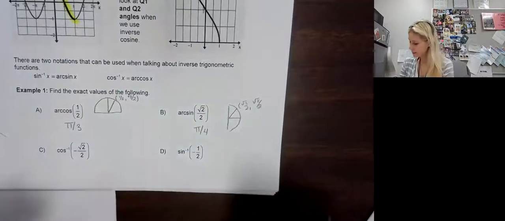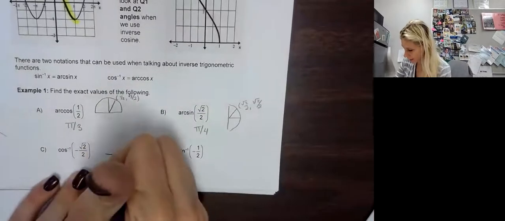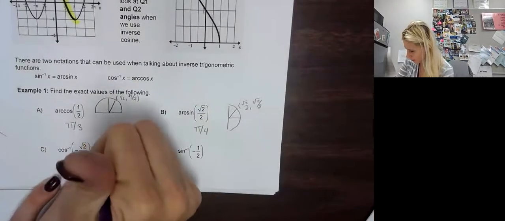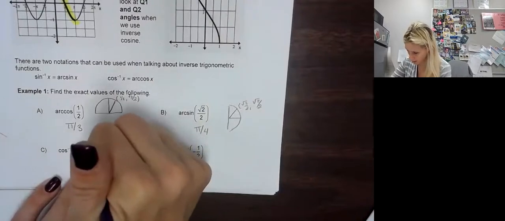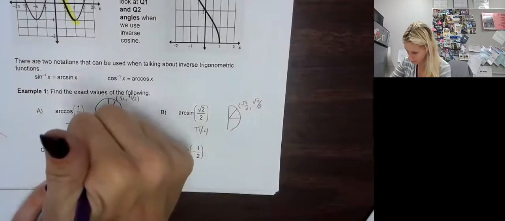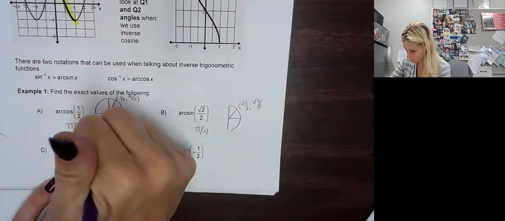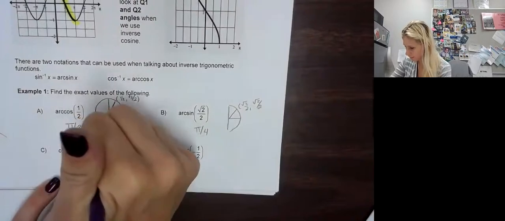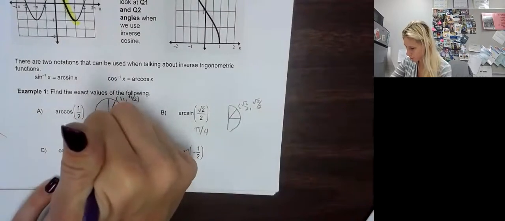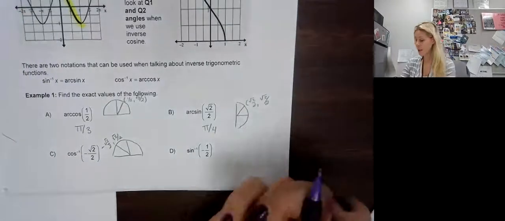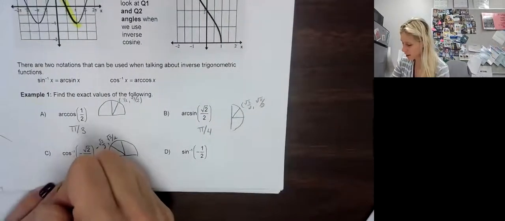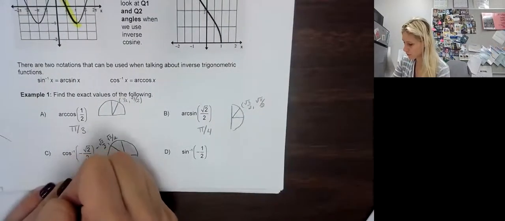All right, let's sketch that unit circle again. Now, don't forget we are doing a negative cosine, which means it's going to be in that second quadrant there. Negative square root of 2 over 2, comma, square root of 2 over 2. So think of what theta that is. That theta is 3 pi over 4.